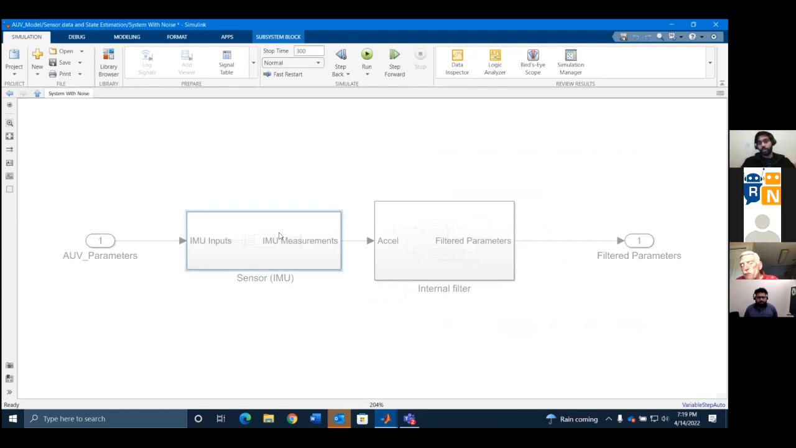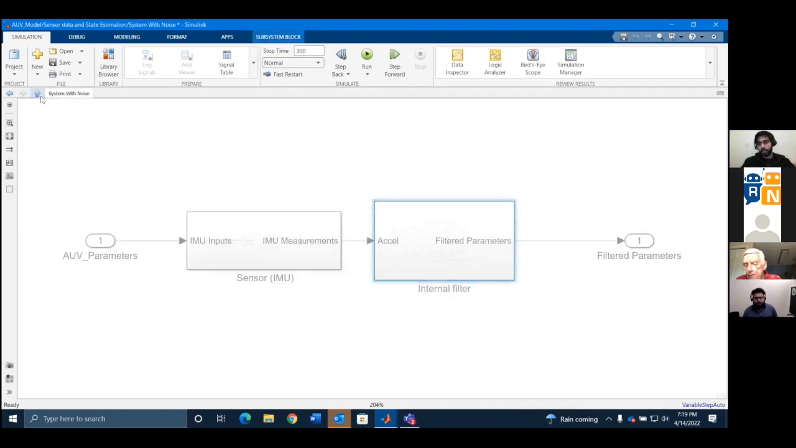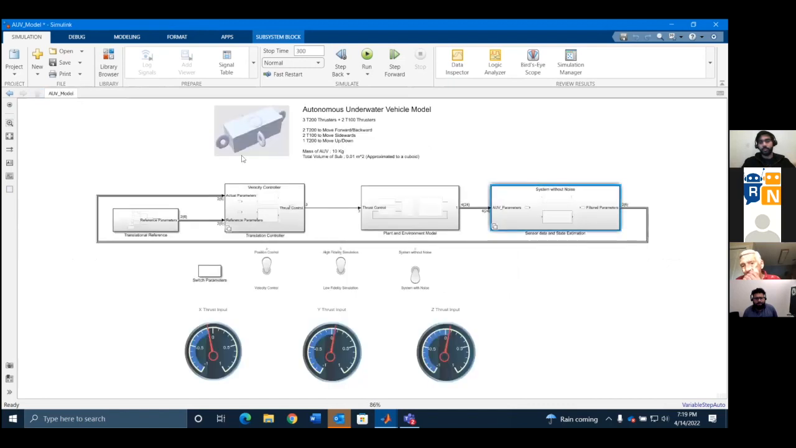And now once you have added the noise, we move on to the state estimation part. Once we have the noisy sensor signals, we try to extract the required signal. Here I'm using a low pass filter to remove the high frequency noise and get the exact signal that I want. Once you have your signal measured from your sensor data and state estimation block, you provide it to a controller.